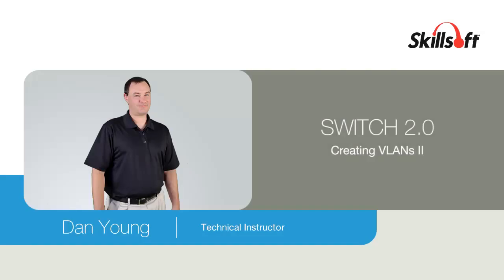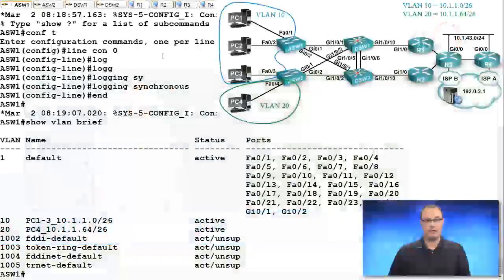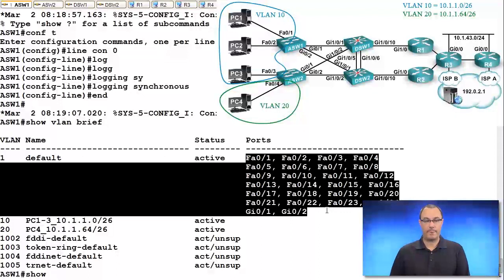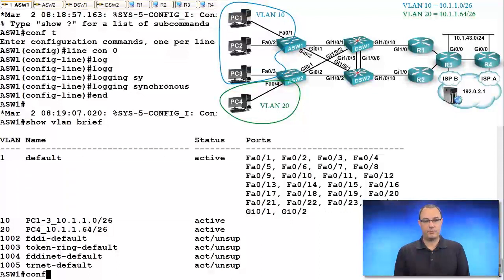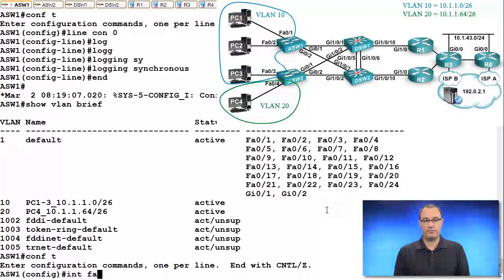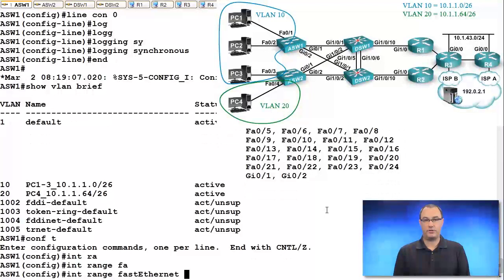So let's go ahead and do that. All of my ports are in VLAN 1 right now. So I'm going to go in and let's say interface range. I'll tab autocomplete so you can get used to that syntax if it's new to you. It's great syntax.